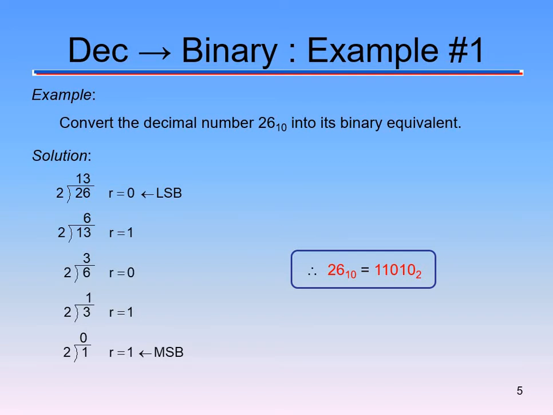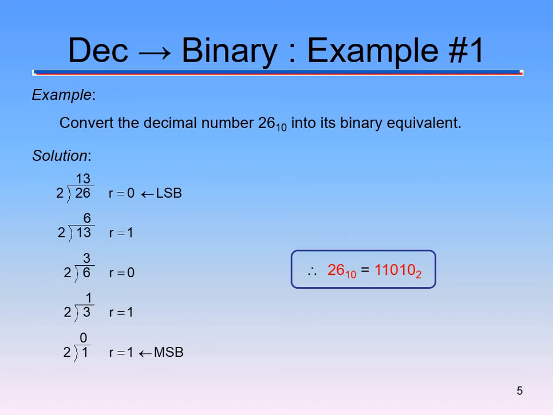Okay? So, remember to read this from the MSB up to the LSB. So when you write this down, it will be 11010. You must write it in that order or it will be incorrect. Do not go top to bottom. Do not write 01011. You would be incorrect. It must be written from the most significant bit to the least significant bit.